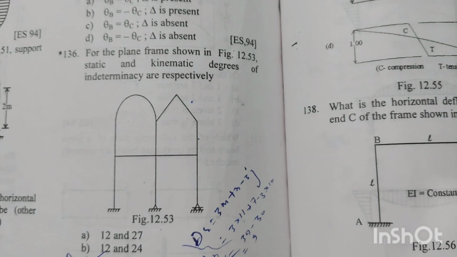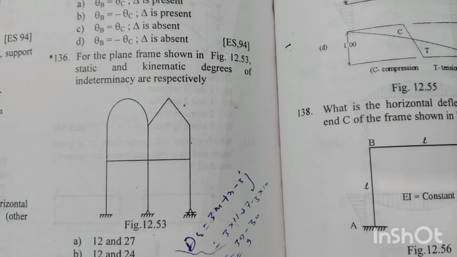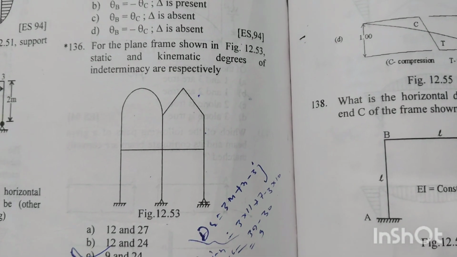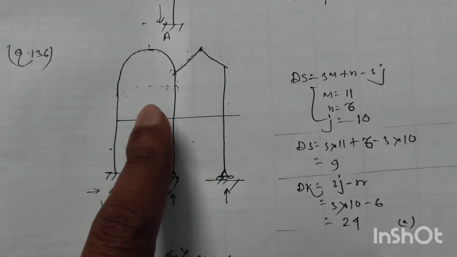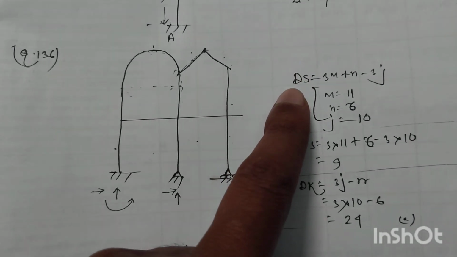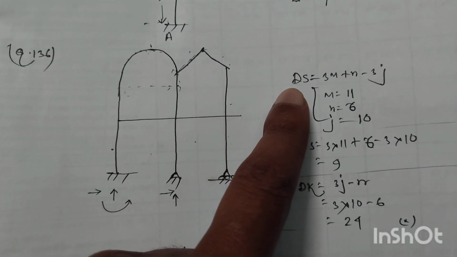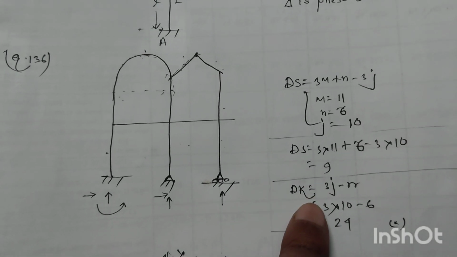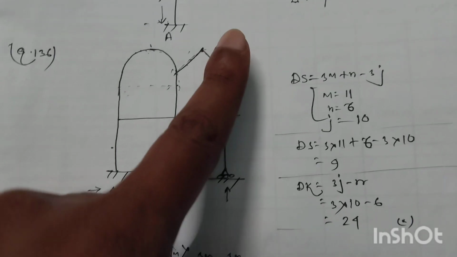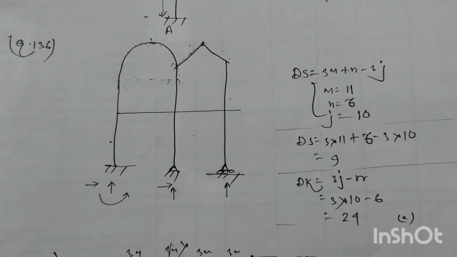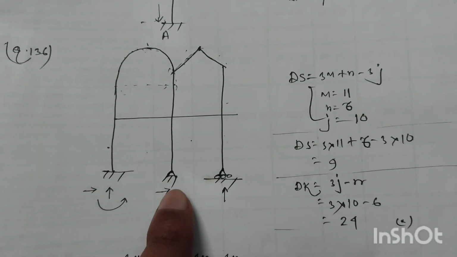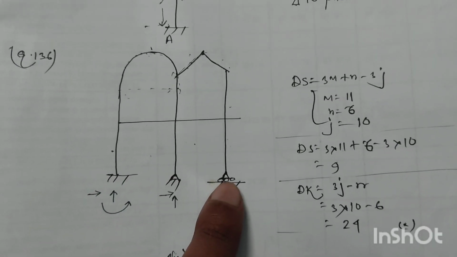Question number 136. For the plane frame shown in the figure 12.53, static and kinematic degree of indeterminacy are respectively. So for this rigid jointed plane frame, the degree of static indeterminacy formula is ds equal to 3m plus r minus 3j. M equal to number of members, that will be equal to 11: 1 2 3 4 5 6 7 8 9 10 11. And r is the real number of reaction components. So three supports, one is fixed support, another is hinge support, and another third is roller support.